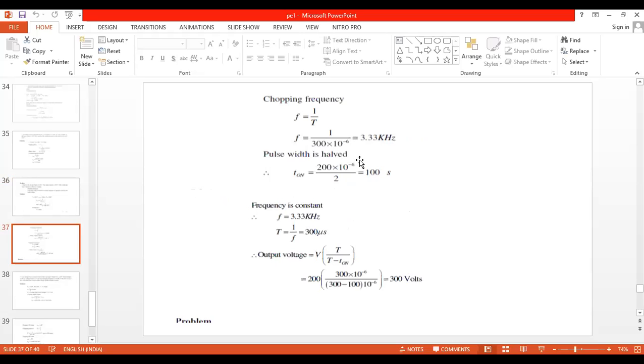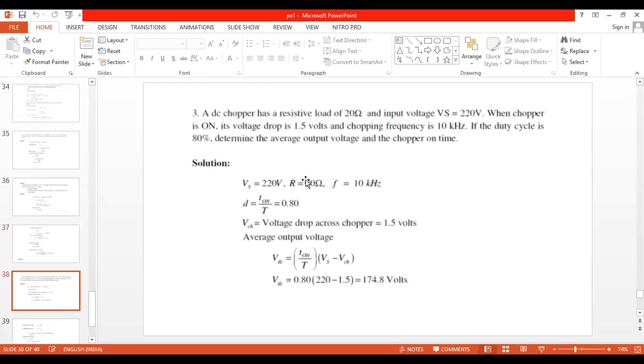Two formulas you have to remember. Step down chopper, what is the formula, anyone? Output voltage equals del into input voltage. Step up chopper, what is the formula? Output voltage equals input voltage into 1 by 1 minus del, which can also be written as T by T off. Anyone tell me the step up down chopper? We have done the derivation. Step up down chopper output voltage is equal to input voltage into del by 1 minus del, where del is equal to T on by T. Okay, now we move to the next problem.